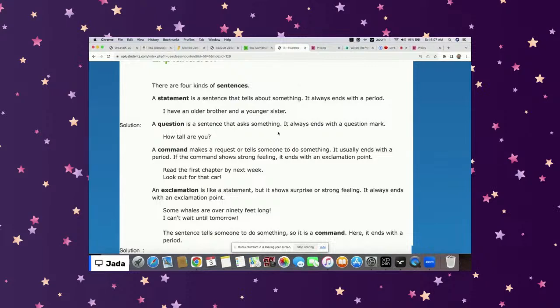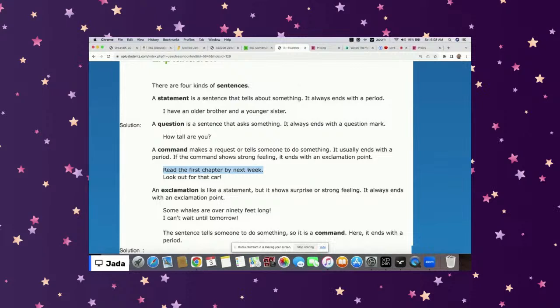So the first one says, read the first chapter by next week. So this command can come from your teacher, which is making a request and telling you, read the first chapter by next week. So you end that with a period. Okay, just like make sure you do your homework. That's a command and it ends with a period.